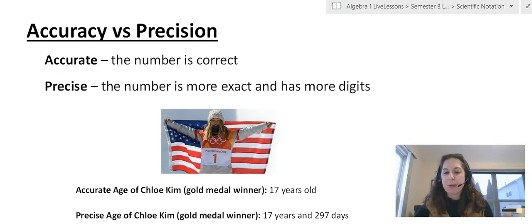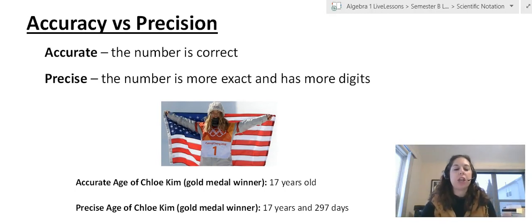Lastly, this lesson talks about accuracy versus precision. So accuracy is basically the number is correct. It's accurate. Precision, or if a number is precise, the number is more exact and has more digits. You're probably thinking, okay, so let's look at an example. An accurate age of Chloe Kim. I don't know about you, I love the Olympics, so I'm using the gold medal winner for the snowboard. She was 17 years old when she won gold. However, a precise age for Chloe Kim would be 17 years and 297 days.